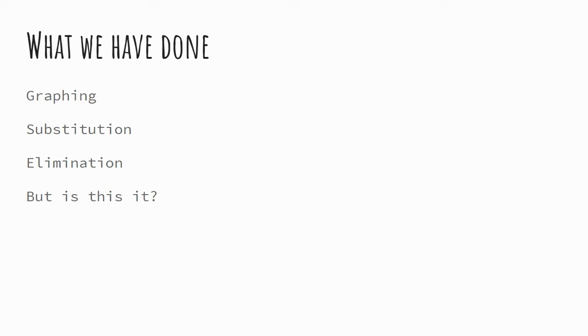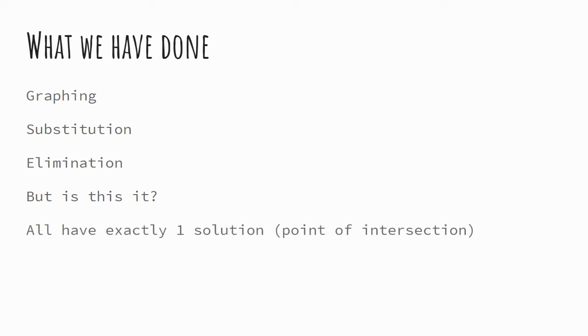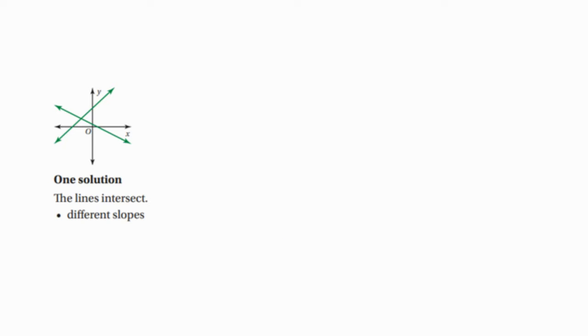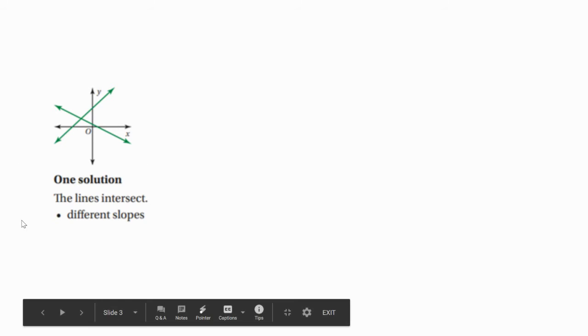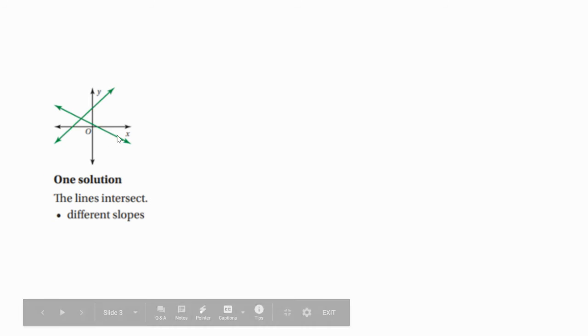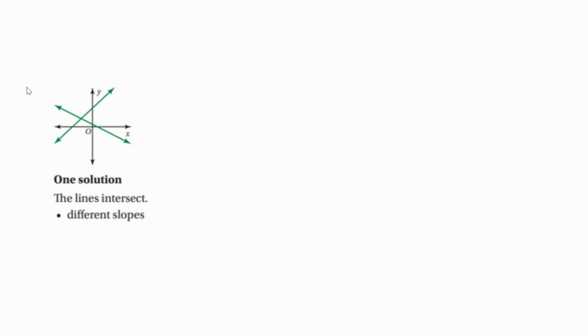Well, no, because what was special about each one of these is they each had exactly one solution. So if we were to graph all of them, it would have exactly one point of intersection. Okay. So today we're going to look at ones that don't have just one point of intersection. So this is what we've done before. So lines that intersect have different slopes.